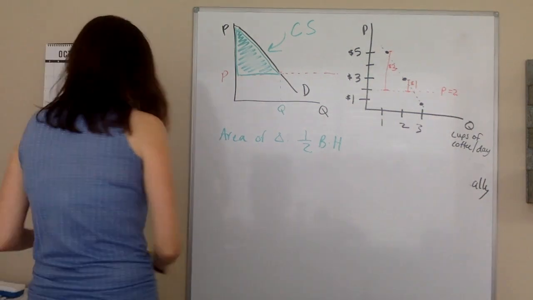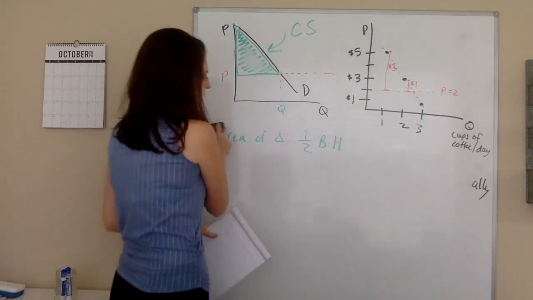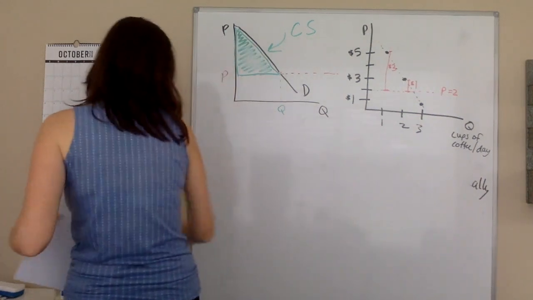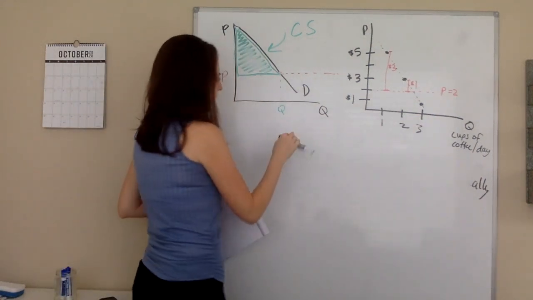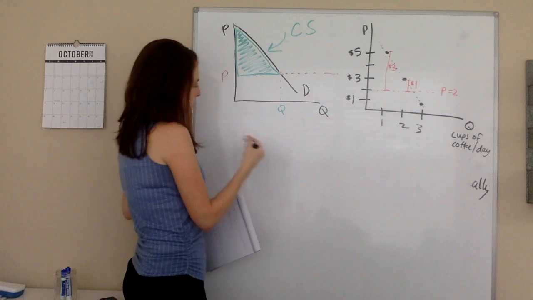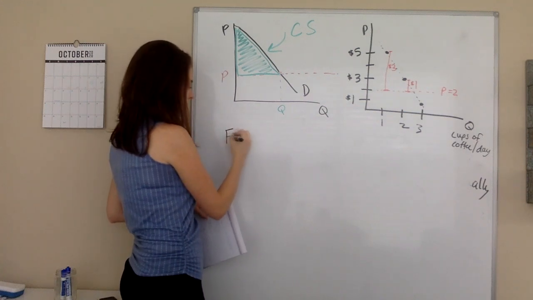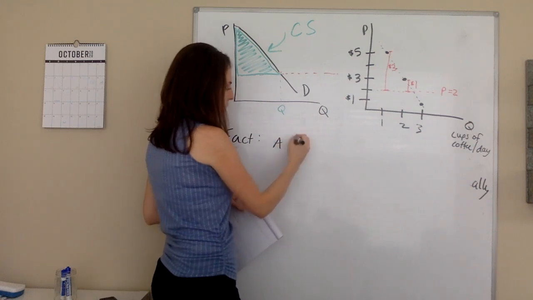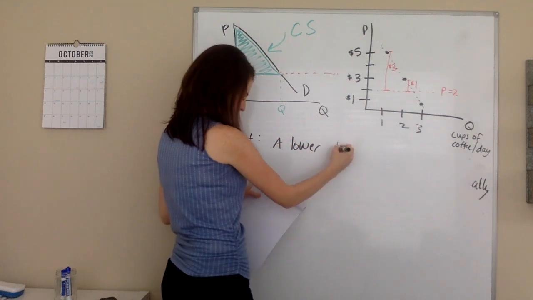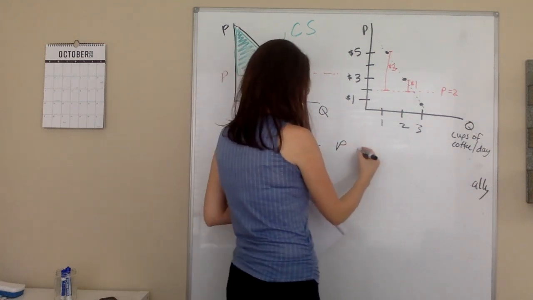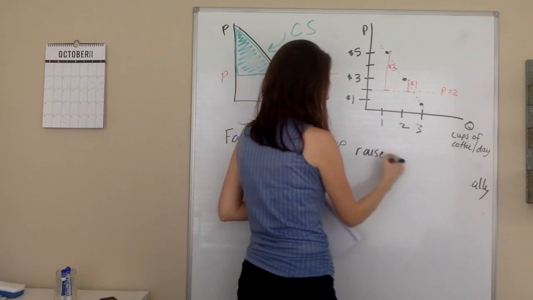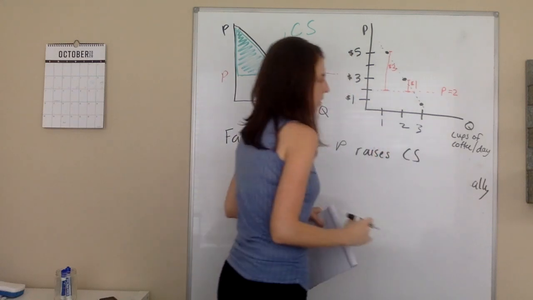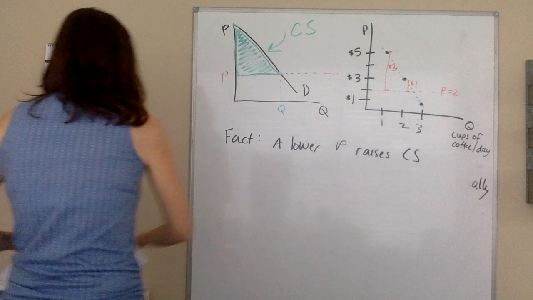One fact that should be obvious, but again, I'm just going to make it really explicit, and that will be it for today. I'm going to make this super short. So the fact that you should be aware of is that a lower price raises consumer surplus. Again, this should be intuitive.